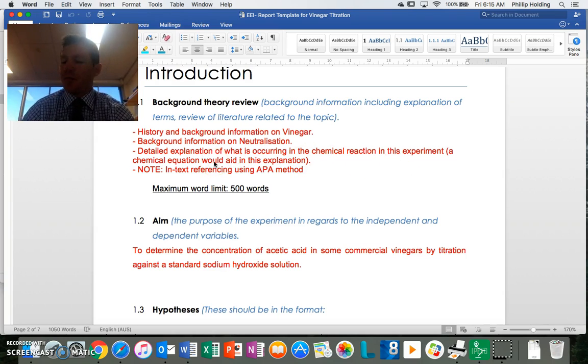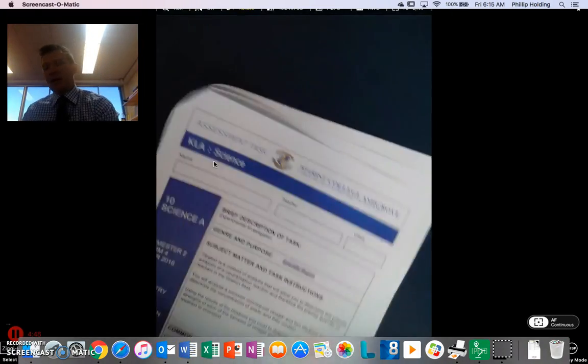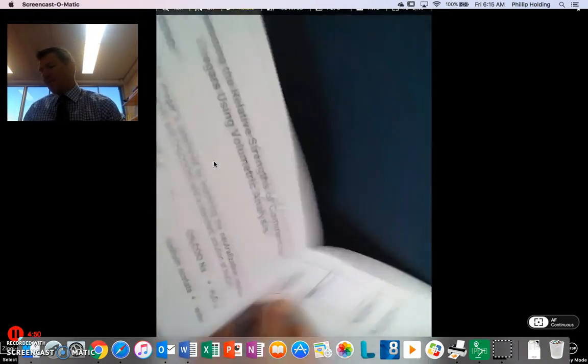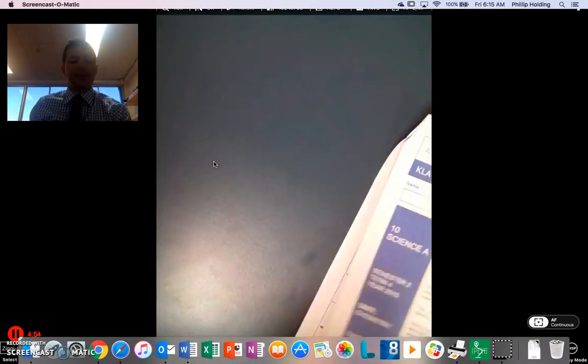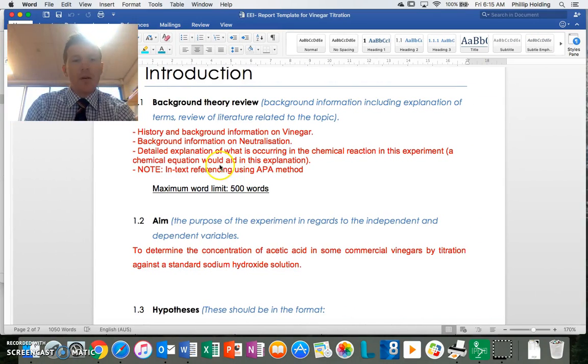Okay, so like we had a look over here, this is an equation, something like that, explaining it. All right. And the important thing also is you need to add credibility to your work by using in-text referencing and a bibliography at the end of your assignment.